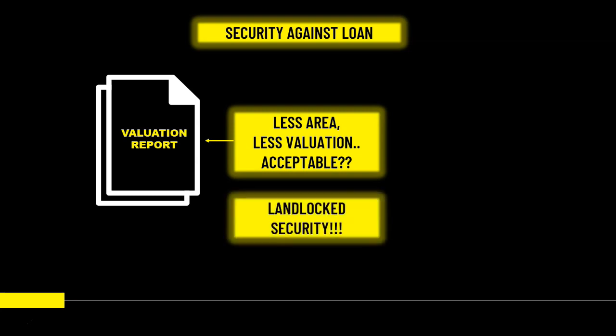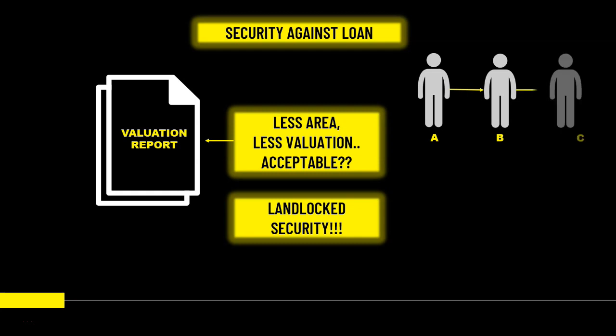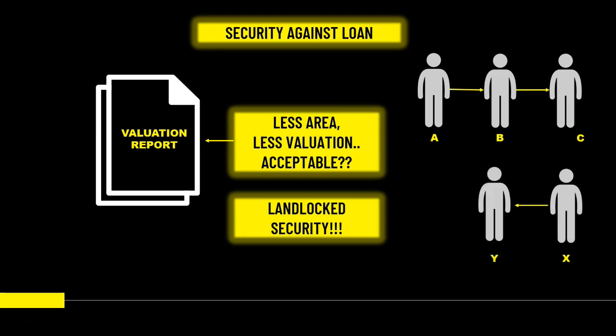Consider one more situation where your panel advocate mentions the flow of title and it goes like this. Mr. A sold the property to Mr. B in 1992, then Mr. B sold the property to Mr. C in 2001, and Mr. X sold the property to Mr. Y in 2005. Mr. Y is having a clear title to create a mortgage in bank's favor.